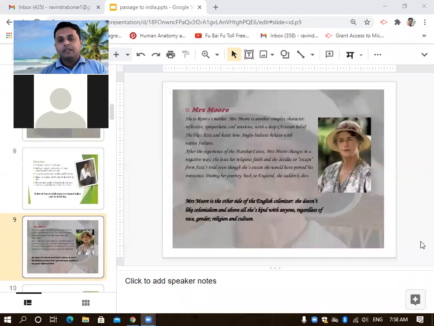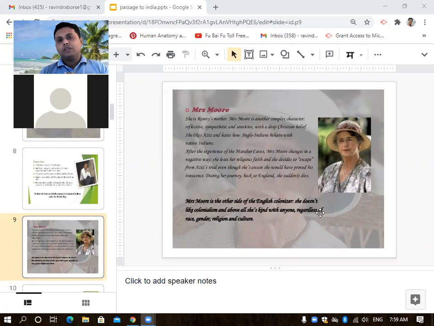We saw this character also, Mrs. Moore, a senior British lady who comes to India to see India and to understand Indian people. She is interested in Indian culture also. She wanted to travel in India, and she is open-minded, and she has no negativity regarding Indians. And Mrs. Moore has a son, and her son is what? What is the name of Mrs. Moore's son? Ronnie.